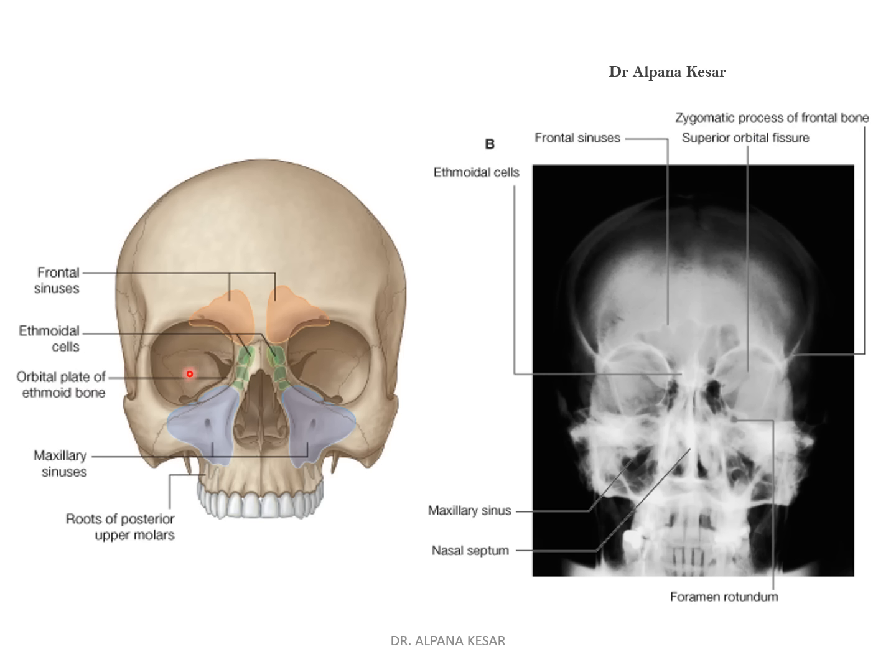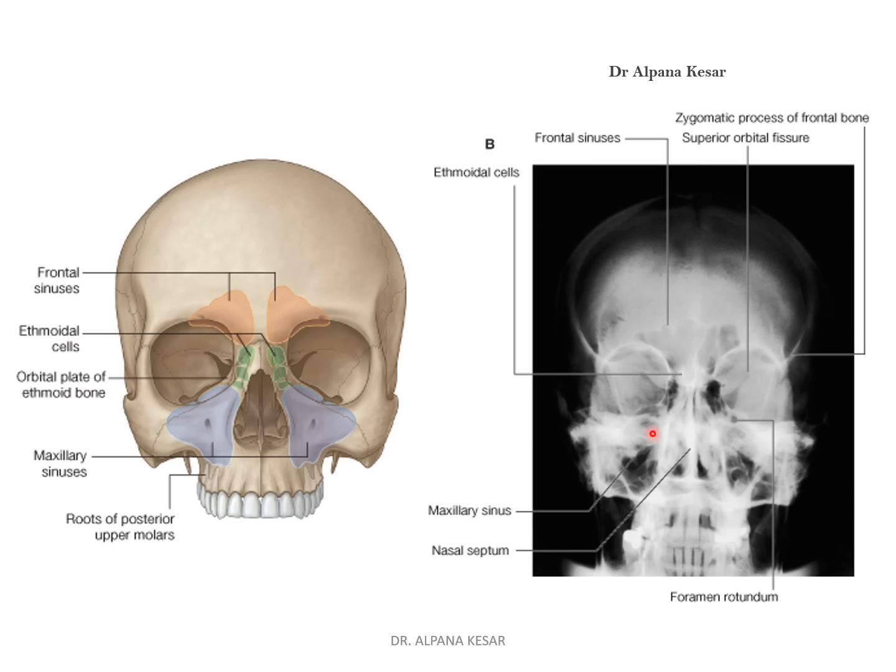This is the anterior view of the skull in which some of the paranasal air sinuses have been marked. These are the frontal air sinus present in the frontal bone. This is the maxillary air sinus present in maxilla. These are the ethmoidal air cells present in the ethmoid bone.